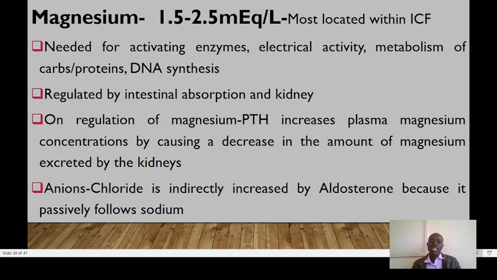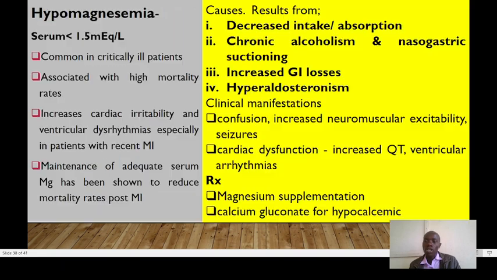Remember, PTH increases the calcium, along with the magnesium, but decreases phosphate, and this is by decreasing the amount of magnesium excreted by the kidneys. Whilst the anion, the chloride, is indirectly increased by aldosterone because it passively follows sodium. So we could have hypomagnesemia or hypermagnesemia.